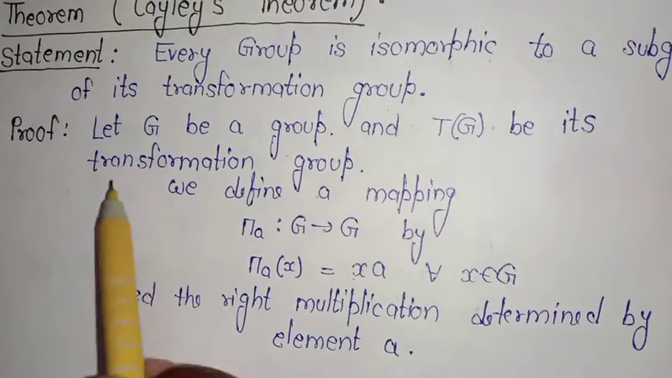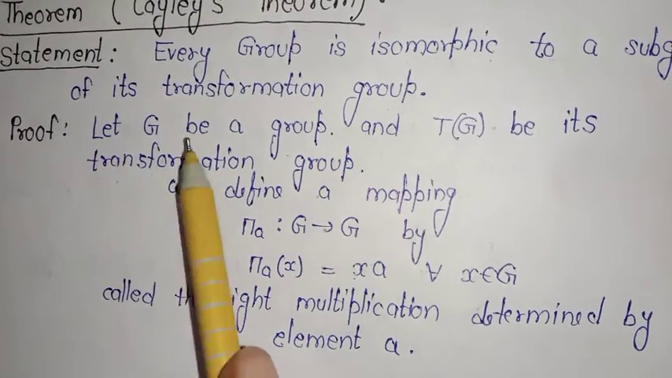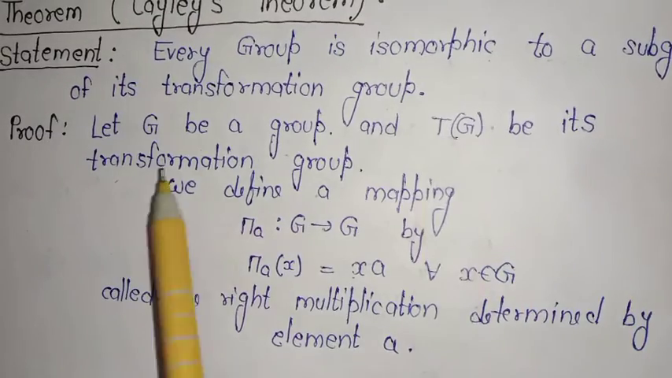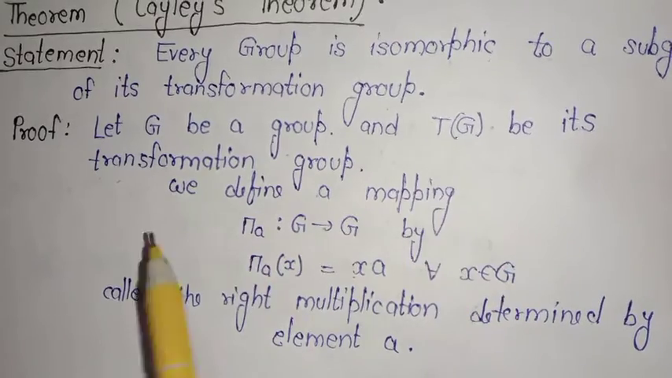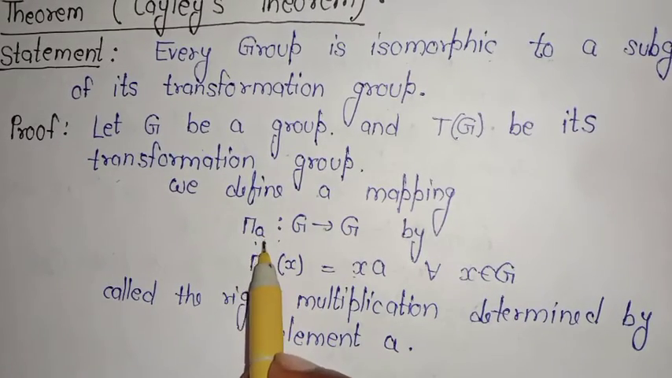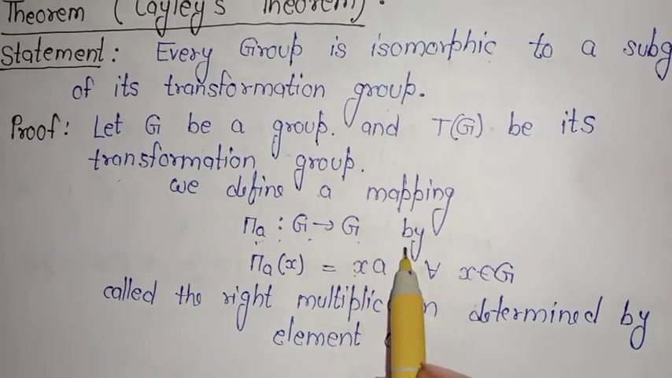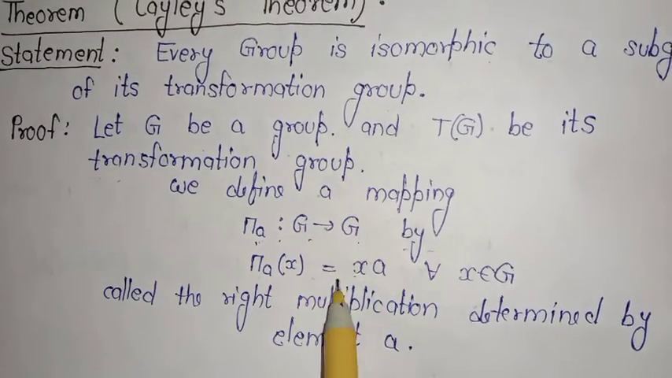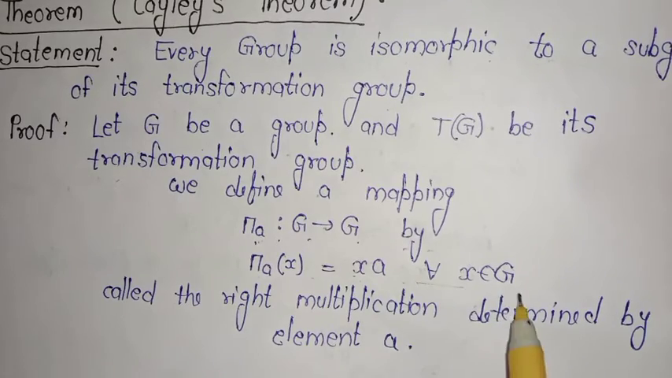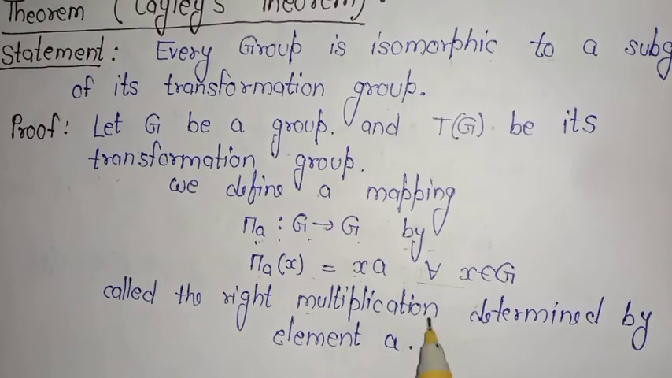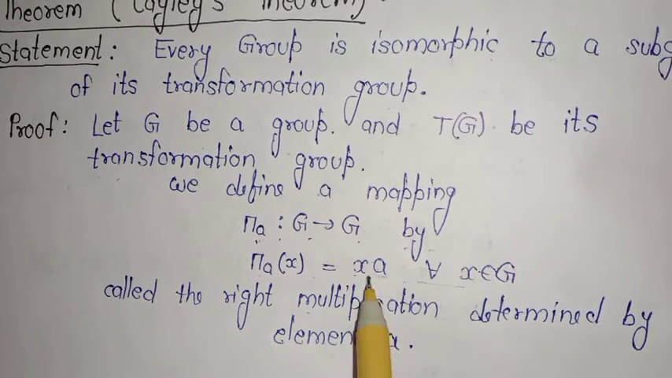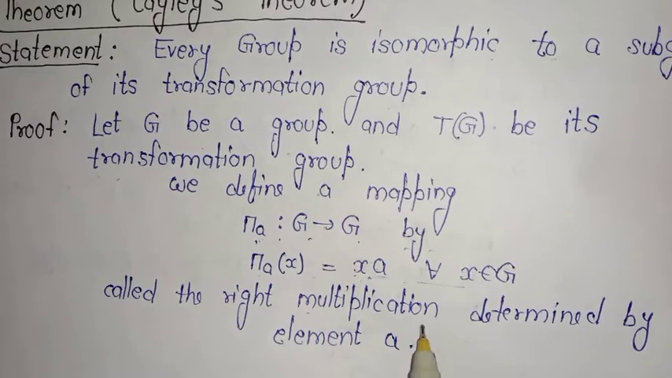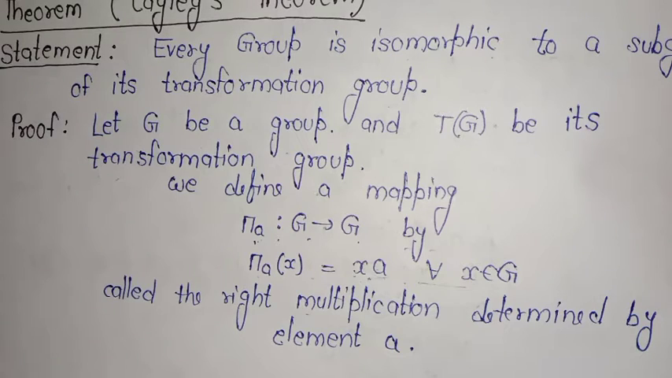At the start of the proof, firstly we consider: let G be a group and T(G) be its transformation group. So for this group we define a mapping pi_a, where a is in the suffix, such that pi_a from G to G is given by pi_a(x) = xa for all x belonging to G. This is called the right multiplication, and it is determined by the element a, because the element a is multiplied on the right side.